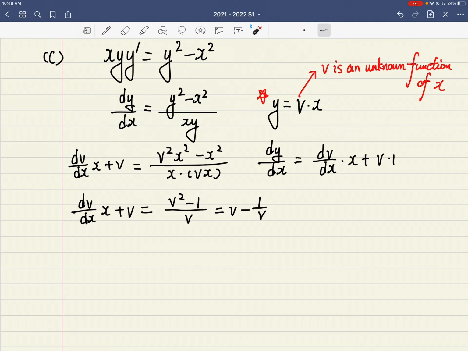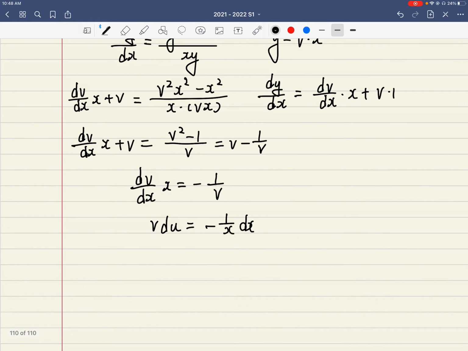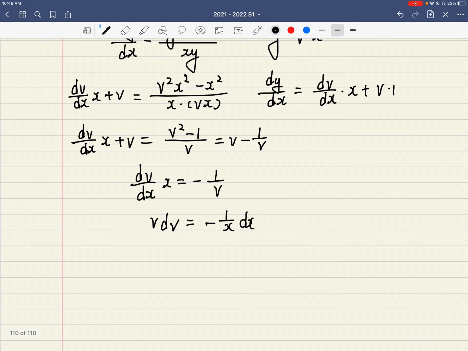Okay, now it seems much more solvable because here the v's cancel out, and now it looks like we are getting a separable ODE. You can see here it's truly separable now. So it's v dv is equal to negative 1 over x dx. Not v du, v dv. Then you treat it as a separable.